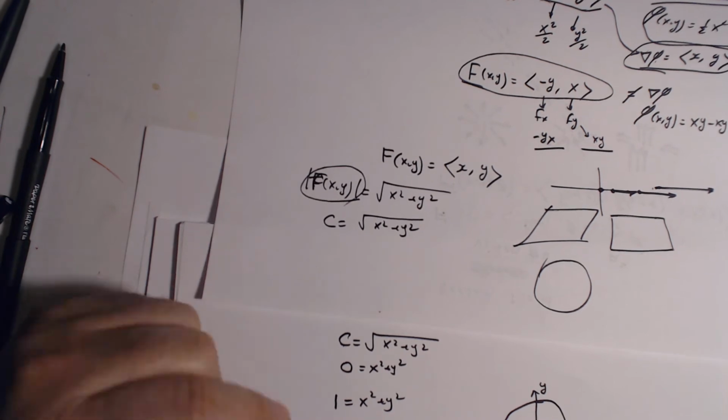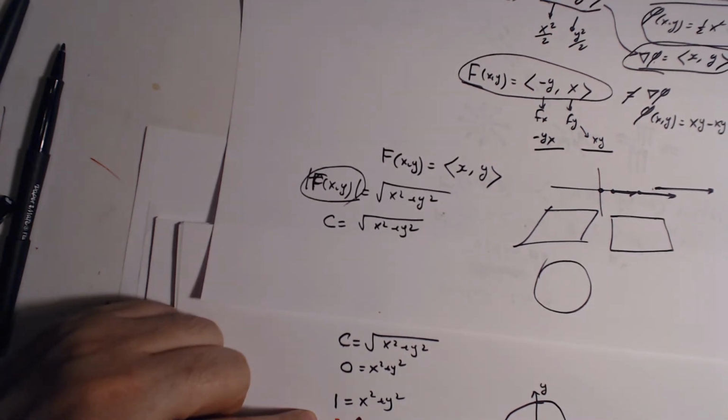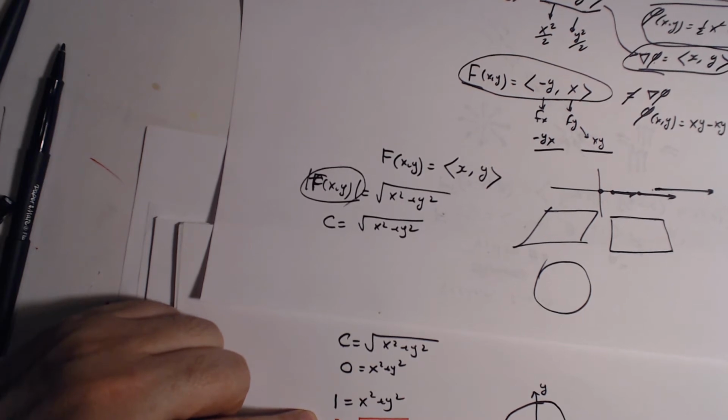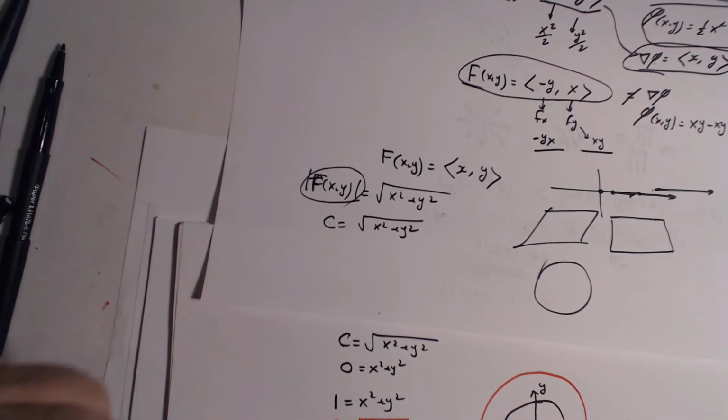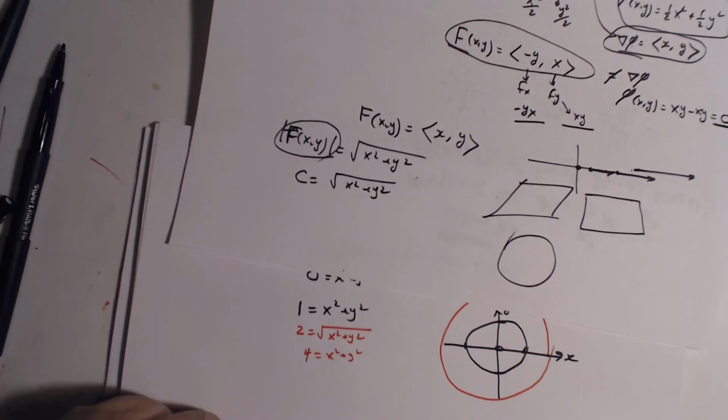If C becomes 2, and when I square this one, that becomes a 4. Therefore, that becomes a circle with a radius of 2. And that's enough. Say, okay, I got my field. And tell me, what was your vector? My vector is x comma y.